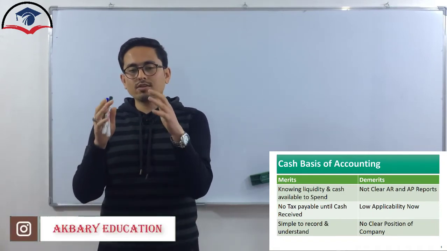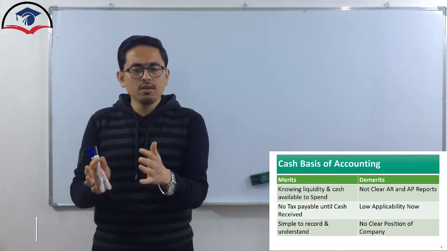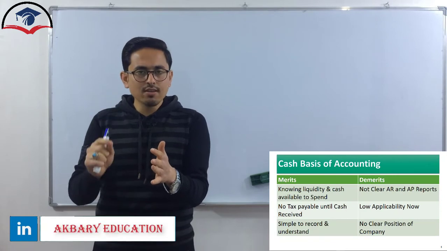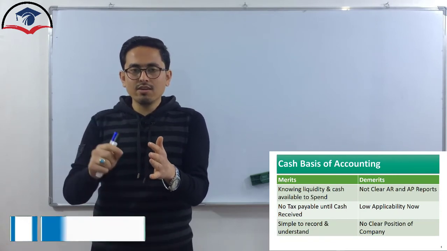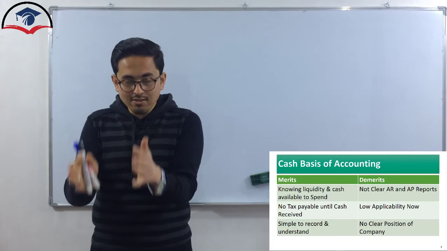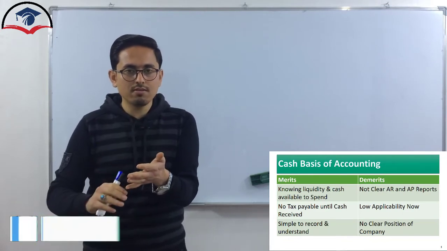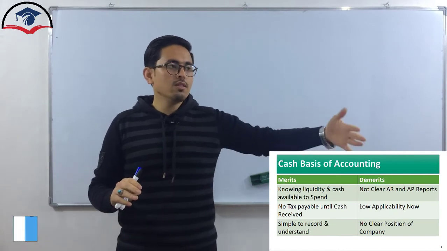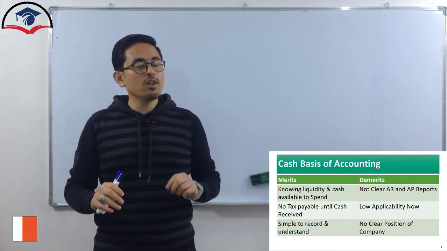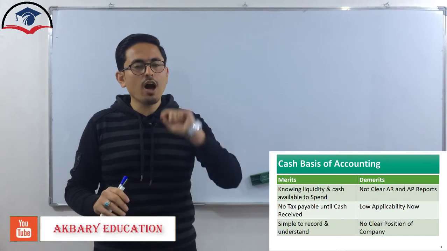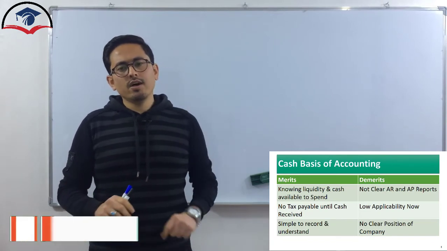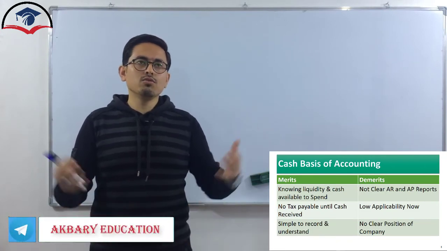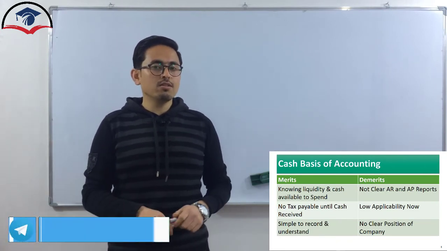Suppose I have purchased a computer for $5,000 during 2020, then I'm going to record that on the cash basis of accounting as an expense, as a purchase I made once, and this is the cash outflow to the business. But I will utilize that $5,000 computer during 5 years. It will not show a clear position of how much value of that computer remains at the end of year 2021. That's a big demerit.